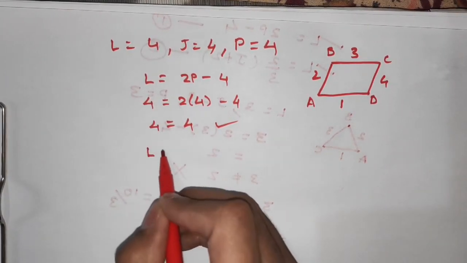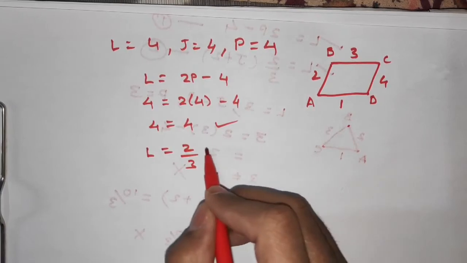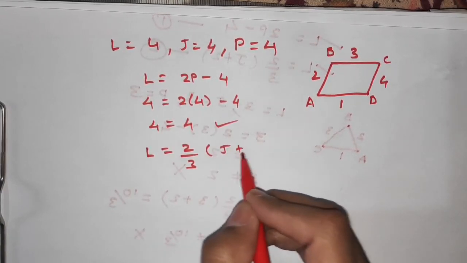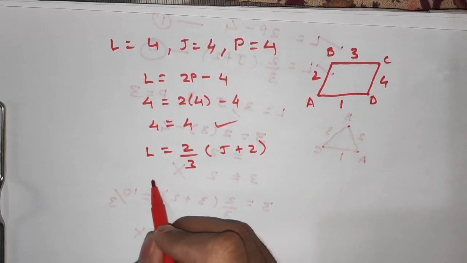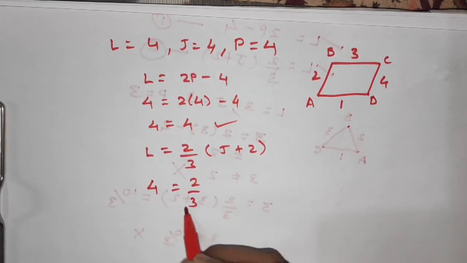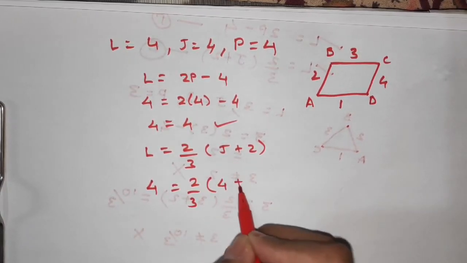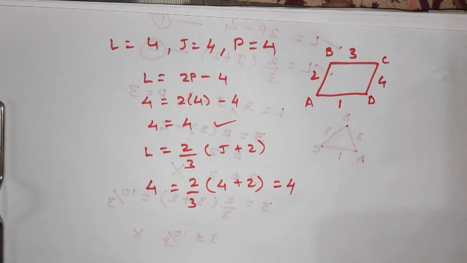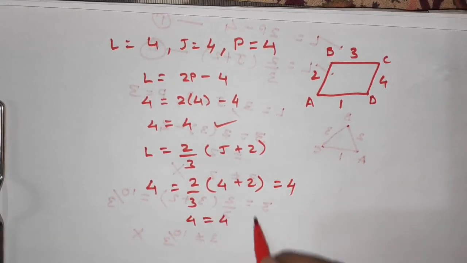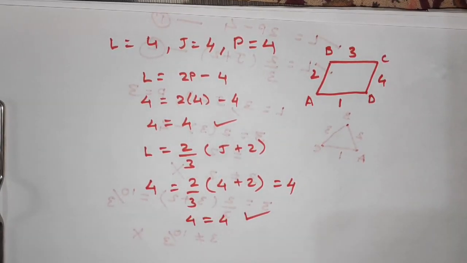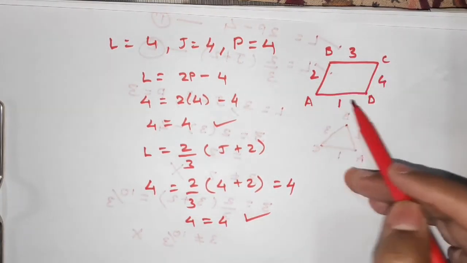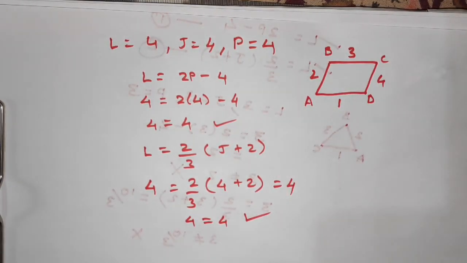Now let us check the second equation, that is L is equal to 2 by 3 into j plus 2. So here LHS will be 4. RHS will be 2 by 3, J I substitute as 4, plus 2. So again this becomes 4. So 4 is equal to 4 and the second equation is also satisfied. So here when both the equations are satisfied, we can say that this combination of links is a kinematic chain.